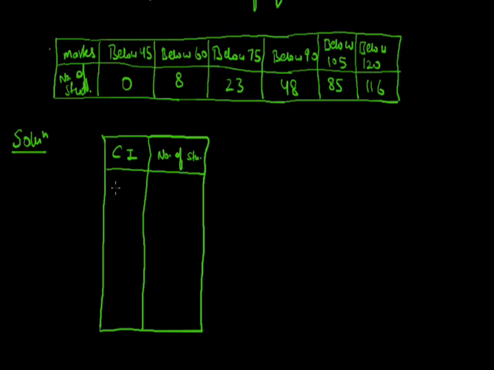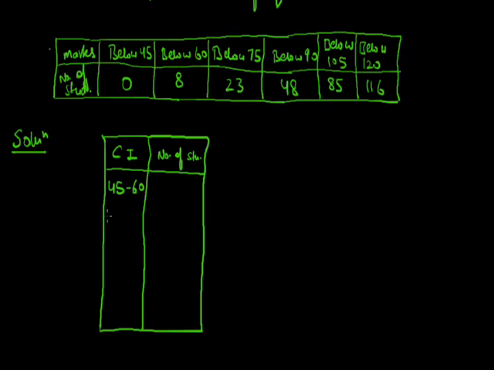It is not necessary that you always start the class from 0. Initially it is given below 45, but the number of students below 45 is 0. So it is not necessary to start from 0. Directly we can start from 45. So our first class will be 45 to 60, because below 45 there are no students. So it is not necessary to take the class interval below 45.